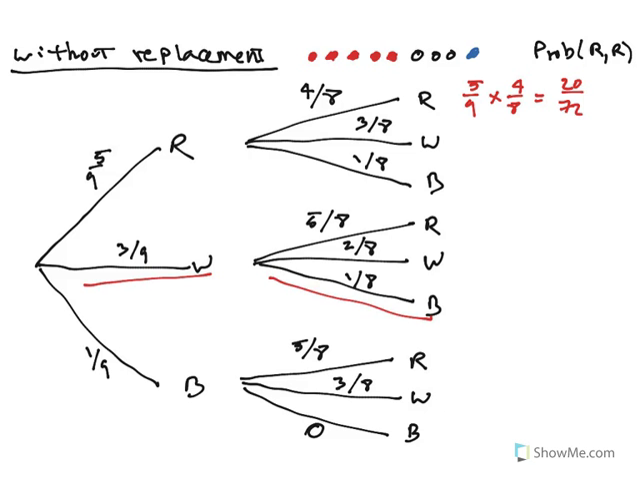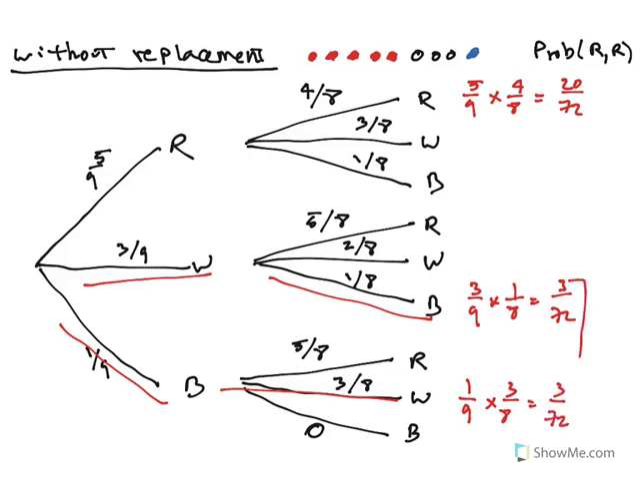And just for interest, let's look at our white-blue combination. White-blue is 3/9 times 1/8, which is 3 over 72. And blue-white is 1/9 times 3/8, which is 3 over 72. And again, we want either of these two, so that would be 3 over 72 plus 3 over 72, which is 6 over 72. And that's the basic probability tree diagrams.